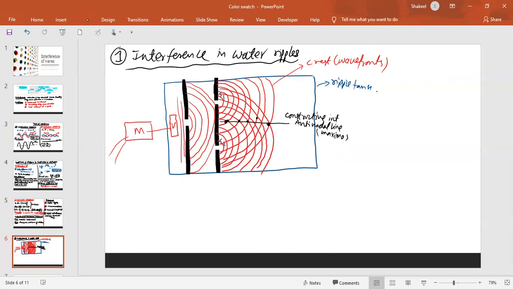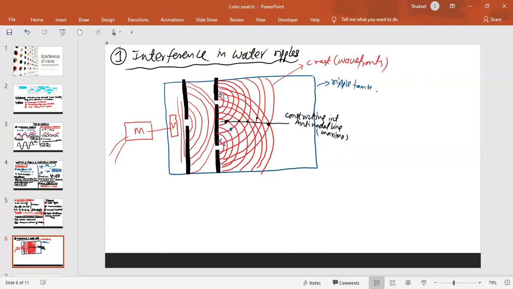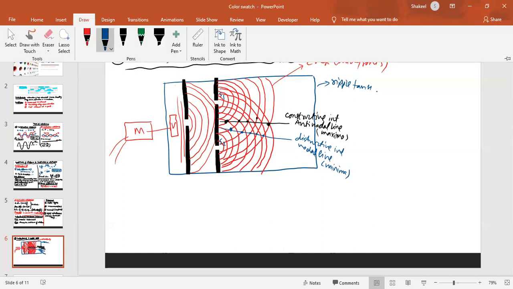And the minima line, let me draw the minima line with the blue one. Let's say this is the point, and then this is the point, this is the point, this is the point, and this is the point. So if you draw this, this is where destructive interference is going on, and this is known as the nodal line, and over here the minima would be observed.